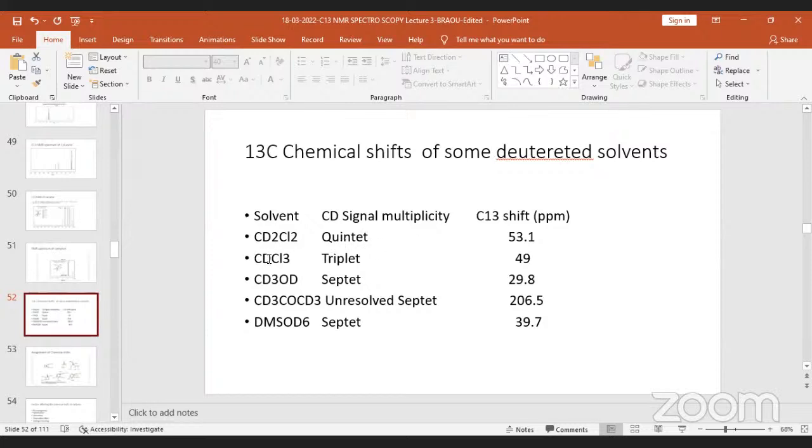For CDCl3, you see, I value is 1, so 2nI plus 1 will be 2 into 1 plus 1, that is 3, it's a triplet. It's like that you can calculate. Similarly, CD3OD, 3 Ds are there, so it will be a septet, and this is an unresolved septet. DMSO-D6 is also a septet. Sometimes they will ask what is the multiplicity of the signal in DMSO-D6 in C13 NMR. In such cases, these values will be important for you. You can remember them, or in fact you can calculate them yourself.